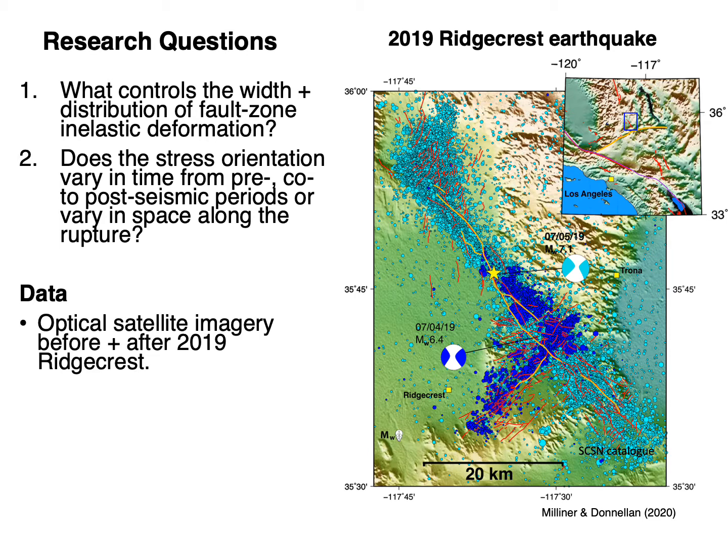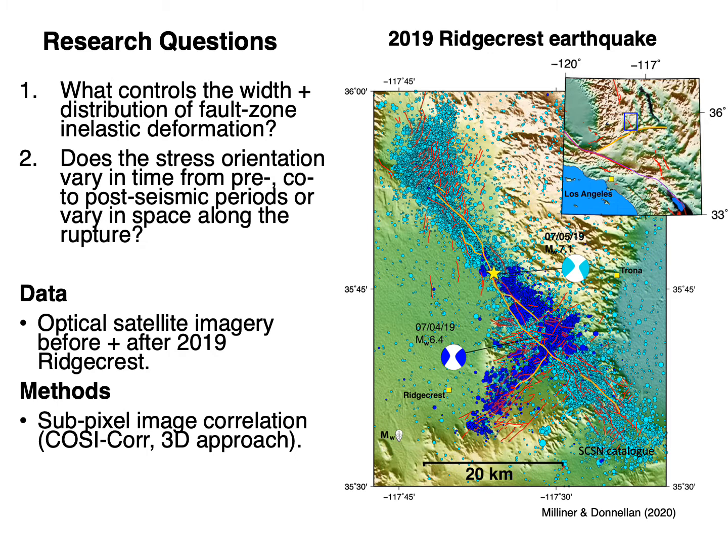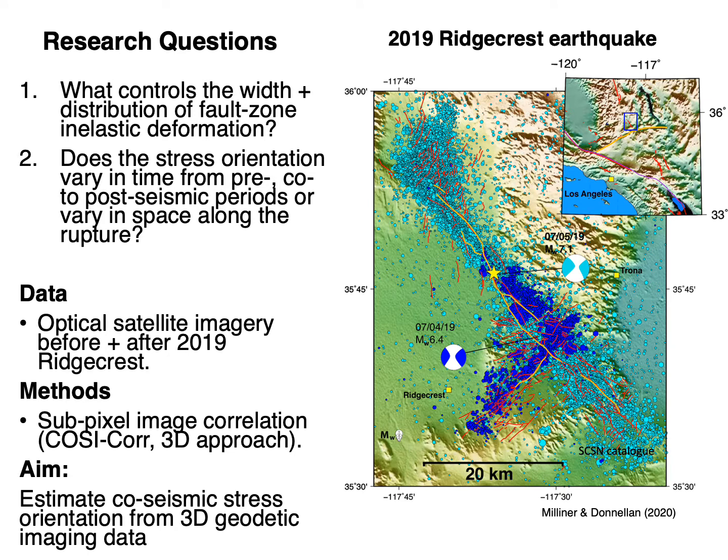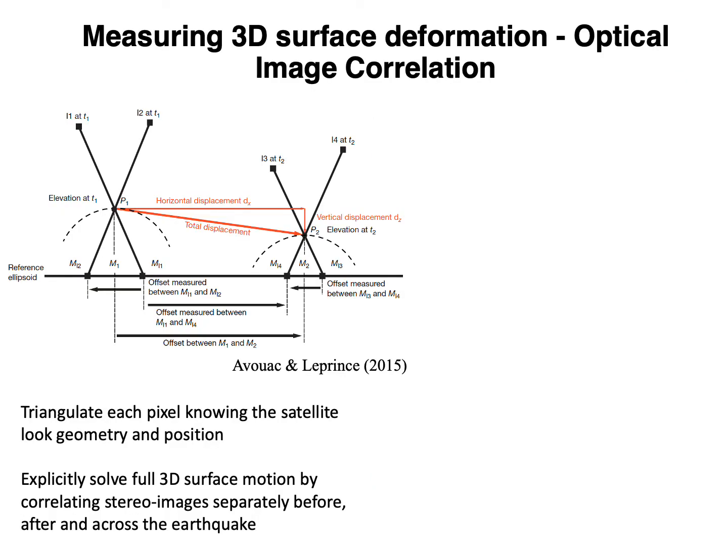And so the data we'll be using are optical satellite imagery taken before and after the 2019 Ridgecrest earthquake sequence shown here. This is an event that occurred in the Eastern California shear zone and was located just north of the Garlock Fault, shown by this orange line. And so the method we're using is a fairly new image correlation technique with COSI-Corr, which is an approach where we can measure the full 3D surface displacement field. And the aim is to try and estimate the coseismic stress orientations using these 3D geodetic imaging data.